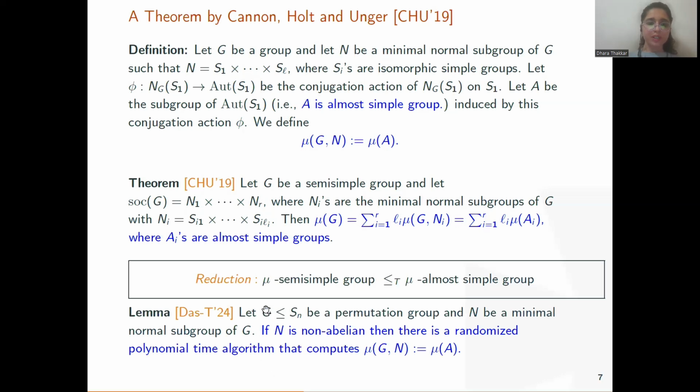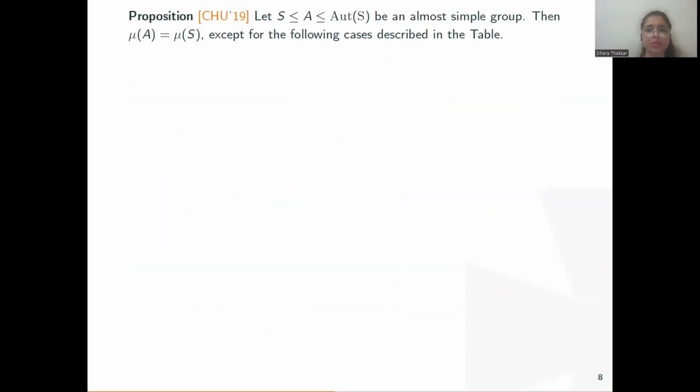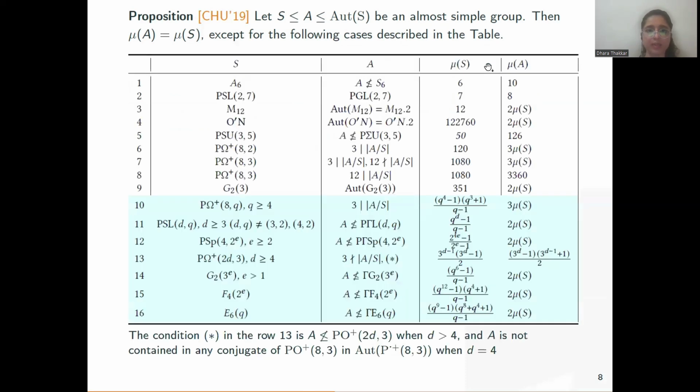So the theorem reduces to the following lemma: given a group G, let N be a minimal normal subgroup of G. Then if N is non-Abelian, there is a randomized polynomial time algorithm that computes mu(G, N), which is nothing but mu(A). So let us see how we can do that. To do so, we again use another result from Cannon, Holt, and Unger, which says that if A is an almost simple group, then mu(A) equals mu(S) in most of the cases, except for a few cases which are mentioned in the following tables.